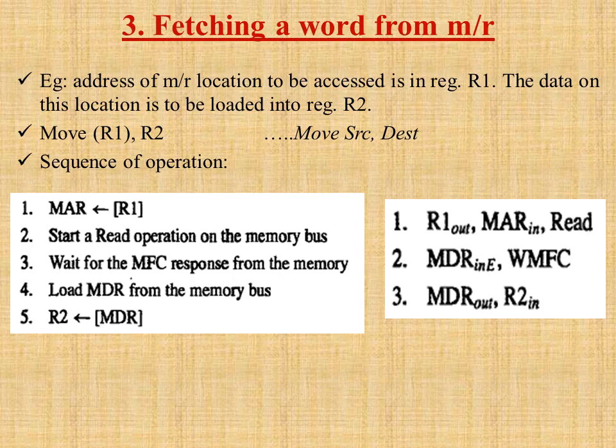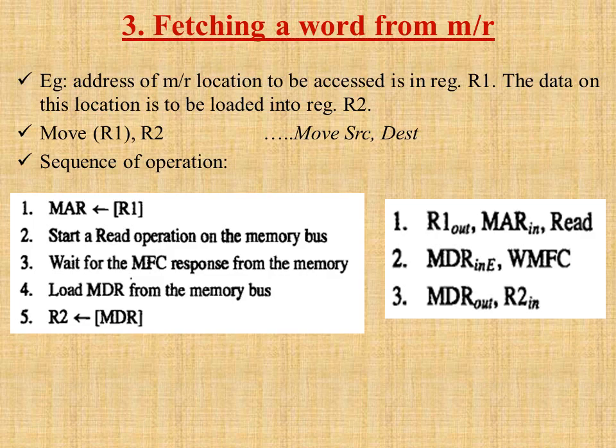Once the fourth step is complete, we can say that the data is inside the processor. But where should the data be according to the instruction? The data should be in the register R2. So you have to transfer the contents of the MDR, which contains the data, to the register R2. The fifth step indicates that the operation move (R1), R2 is being executed.